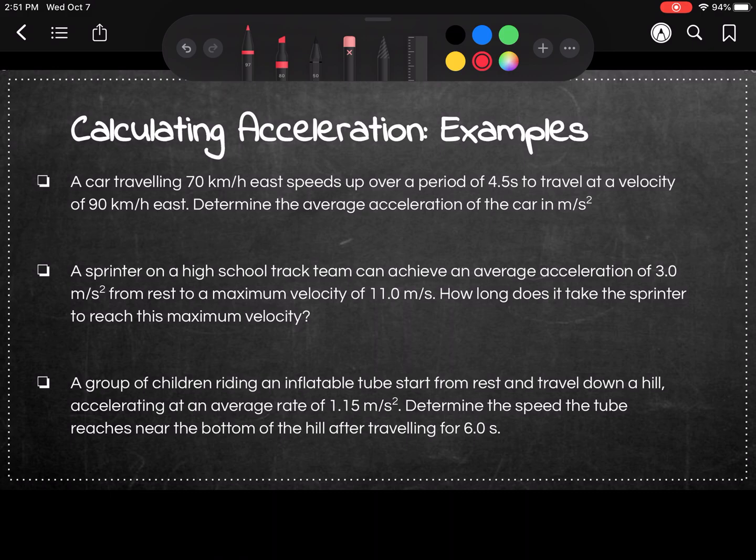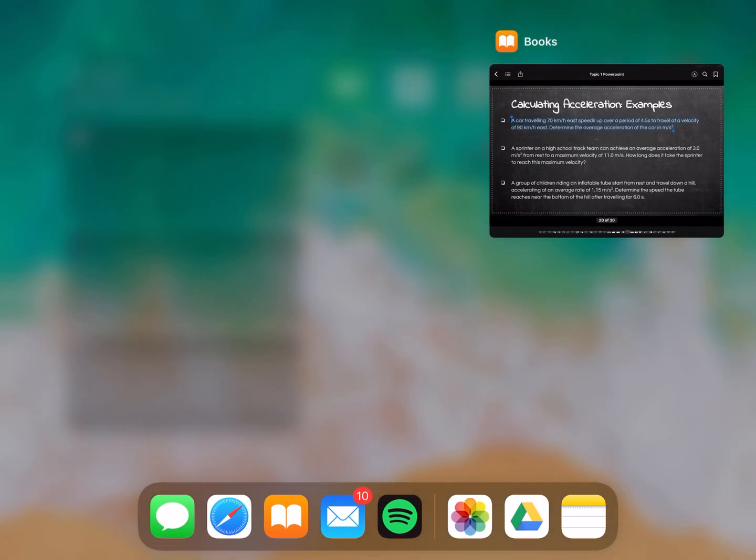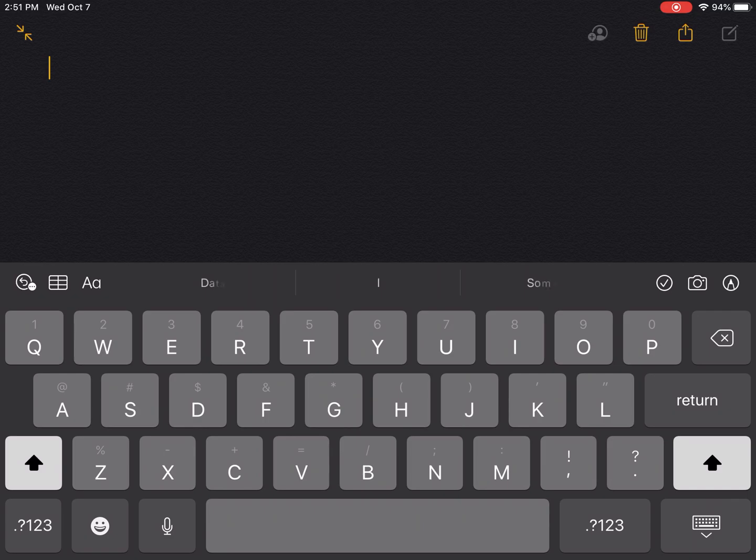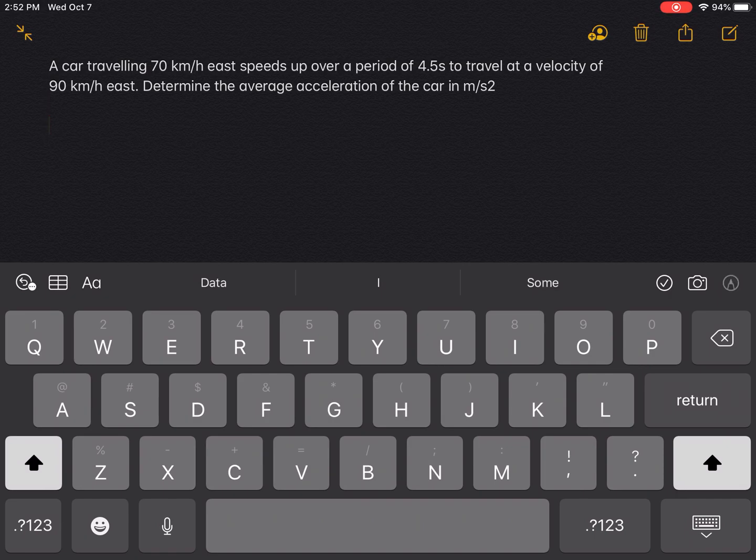So here's some examples that we will try this question out on. I'm going to do this over in the notes, but I'm going to copy it to see if this works. Perfect. Learning new things every day.